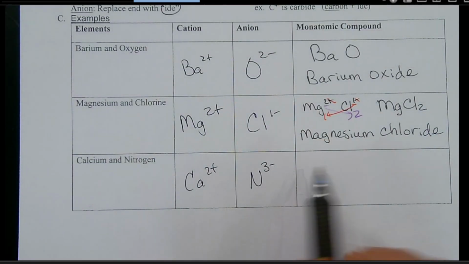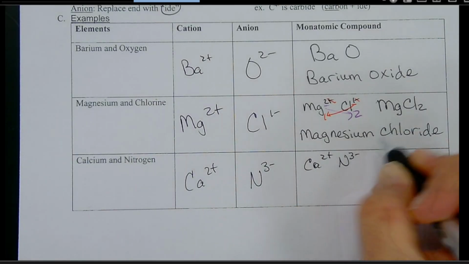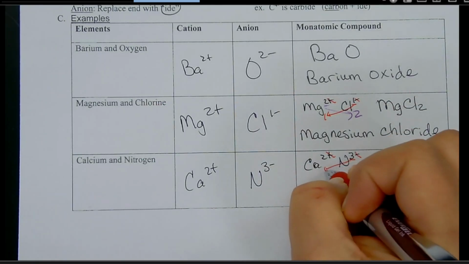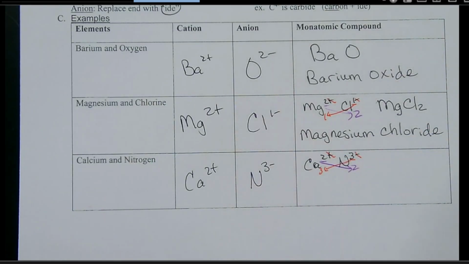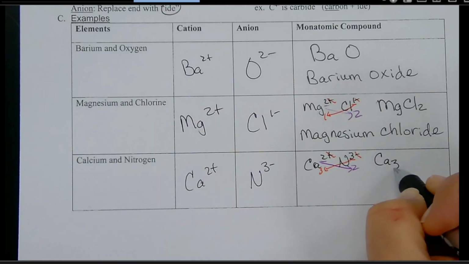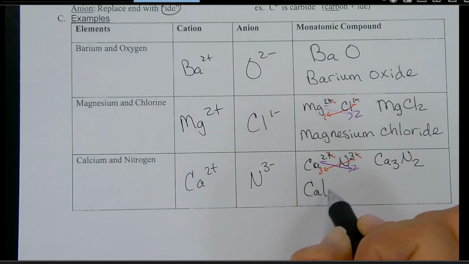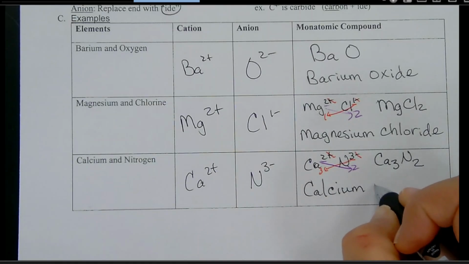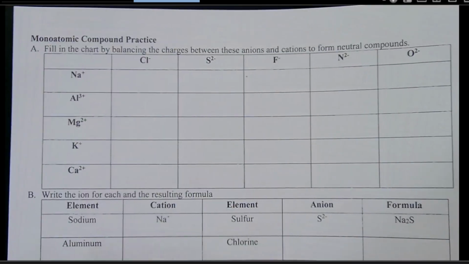And notice they are not the same, so we will use our crisscrossing method. So I'm just going to rewrite them over here. Okay, forget the charges. We're going to take the 3, send it over here. We're going to take the 2, send it this way. And our final formula will be 3 calciums to 2 nitrogens. Okay, and then we're going to name it calcium because it is my cation. And then nitrogen, it's my anion, so it gets changed to nitride. Okay. All right.